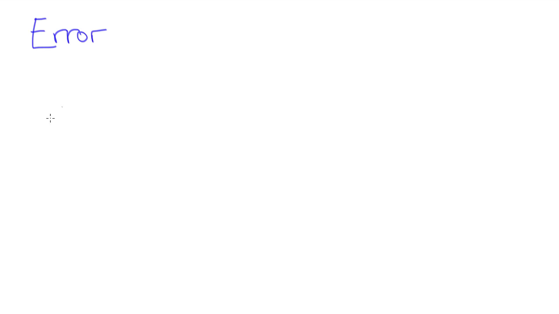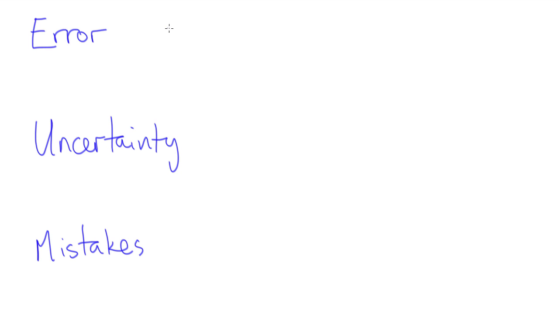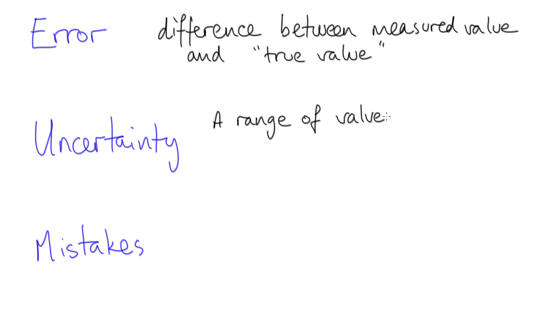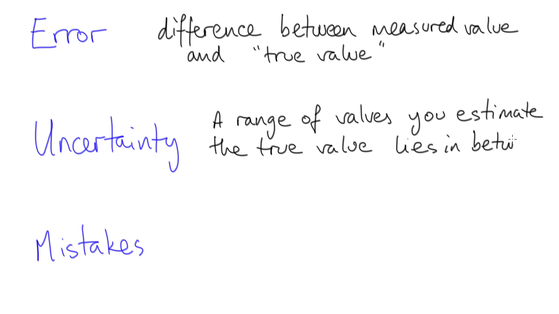First, let's clarify the scientific use of three words: error, uncertainty, and mistake. Error is the difference between what you measure and the true value of the quantity. The uncertainty in a measurement is your best estimate of the range of values you think the true value will lie within. And mistakes are when you perform a measurement incorrectly. Scientific methods try to minimize the possibility of mistakes as much as possible. We'll discuss each of these terms in more detail in the following material.